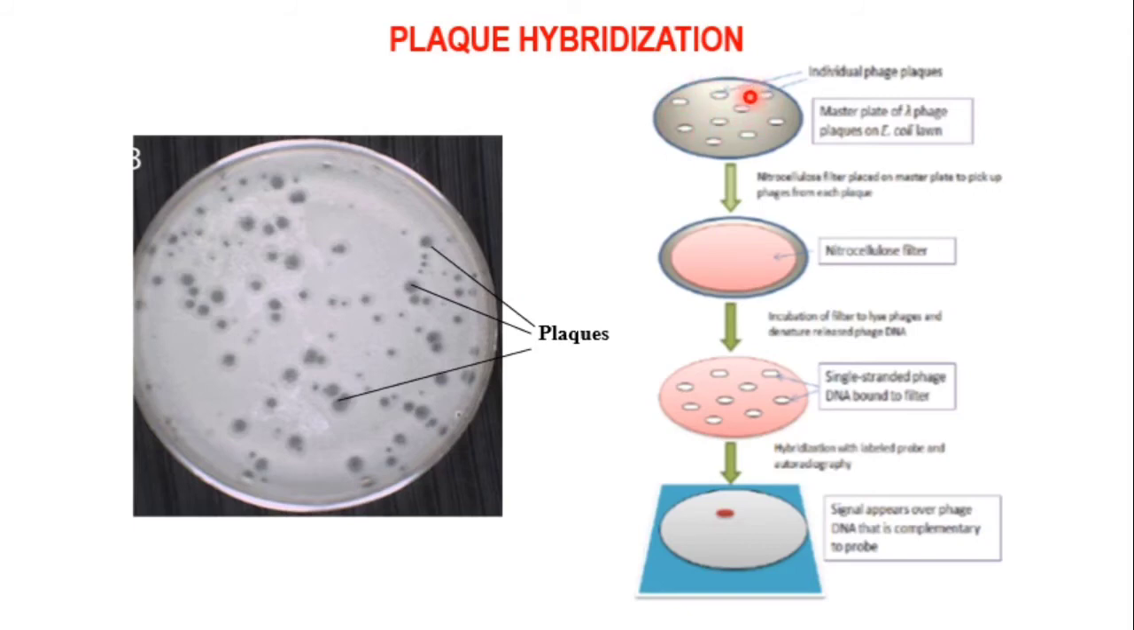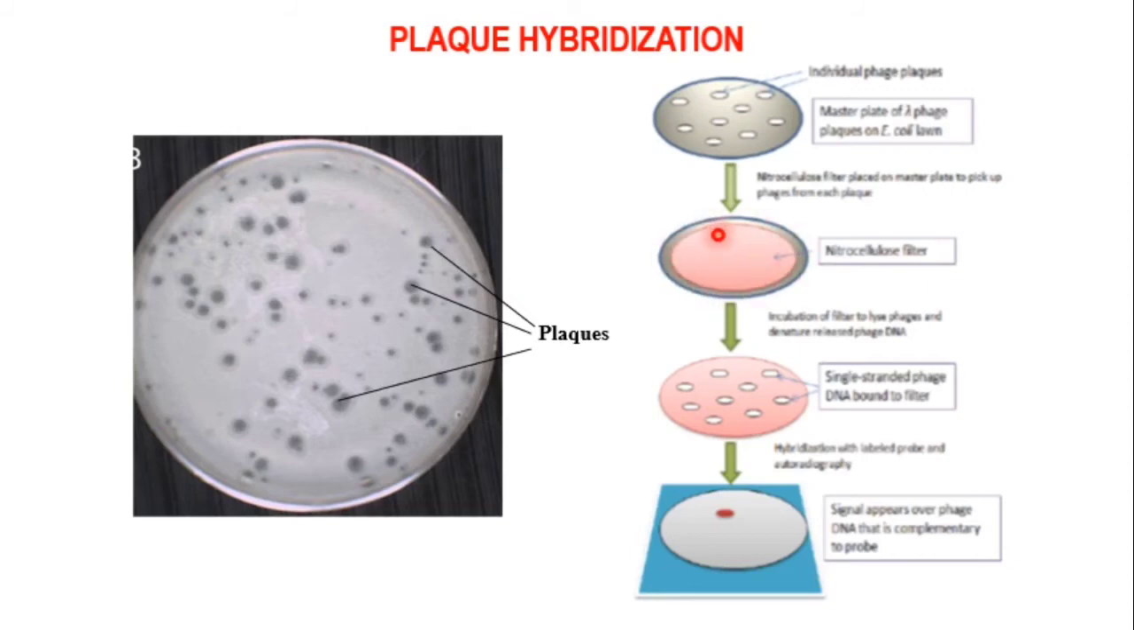So for that we'll get the transformed phage plaques here. One plate will be here. We'll keep this plate as a master plate. I told you the procedure is exactly similar to our colony hybridization. We'll keep this plate as a master plate, and we'll go for replica plating of this plaque plate onto the nitrocellulose membrane.